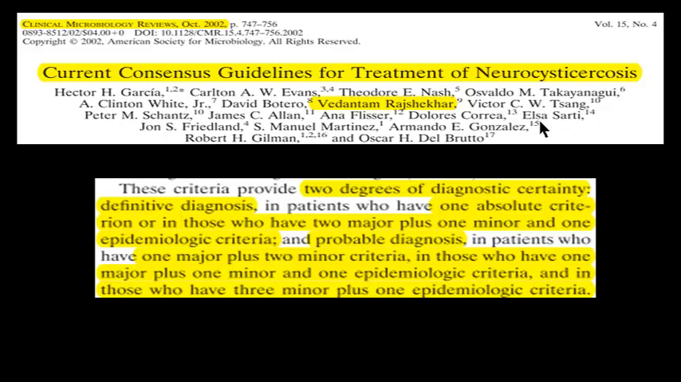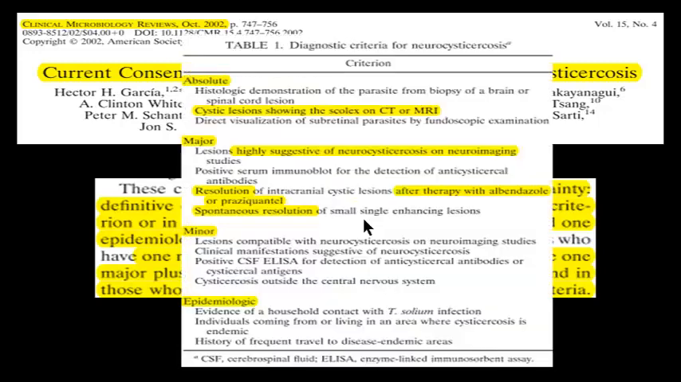There are consensus guidelines on how to diagnose and treat neurocysticercosis, and it has been made very clear that an absolute criterion for diagnosing cysticercosis is a cystic lesion with a scolex that is seen on CT and MR. Of course, there are major criteria suggestive of neurocysticercosis, such as when lesions show resolution after therapy with albendazole, or there can be a spontaneous resolution of the lesion.